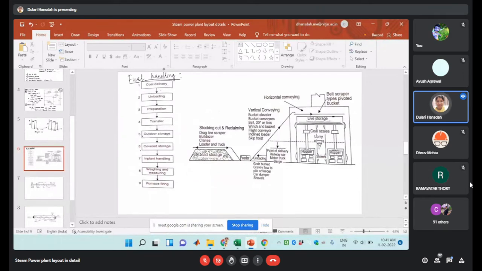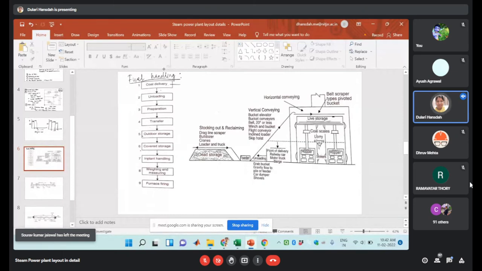So the first one is coal delivery. This is the first stage. It covers the supply points of the coal to the delivery point, where it will be done by railroad, river or sea. So the plant should be situated near the river or near the location.